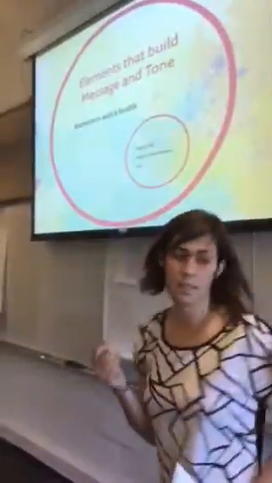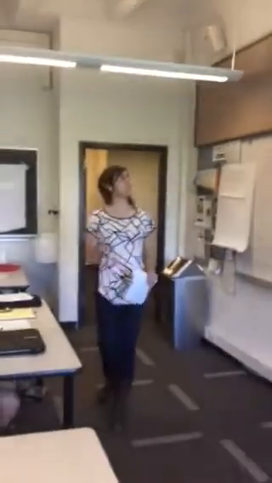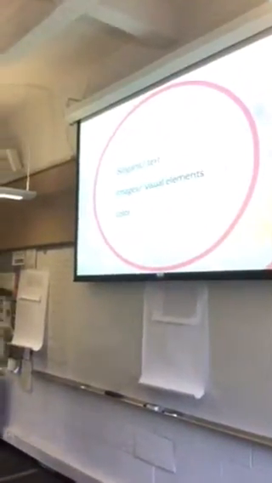Okay. Well, you guys came up with really great detailed ones. These are some pretty basic ones. Look at the slogans or the text. The images or the visual elements, so it can be lines that collide, or it can be straight lines as opposed to curvy lines, something like that. And color. So those are three basic ones that you can think about.